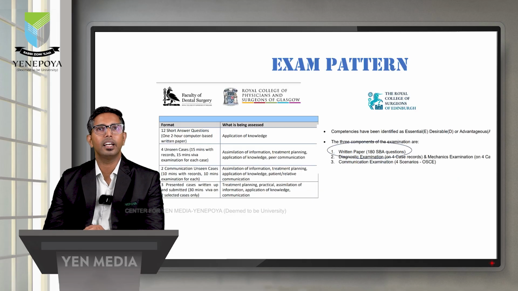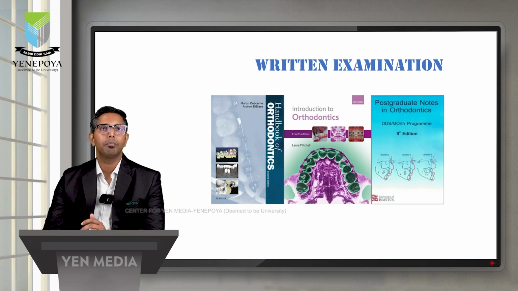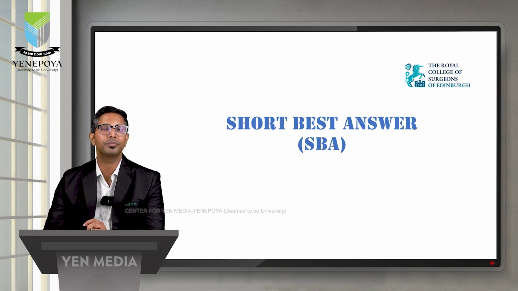So in the exam pattern for a written, as I told you, first we will talk about Edinburgh. The books which have to be read, one is the Cockburn, it is a handbook of orthodontics by Cockburn. Next one is the Laura Mitchell and the postgraduate notes in orthodontics. It is also called the Bristol notes.